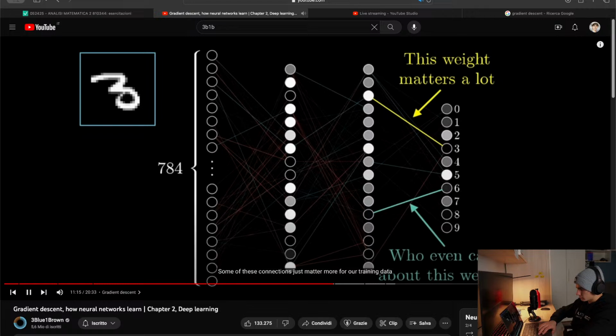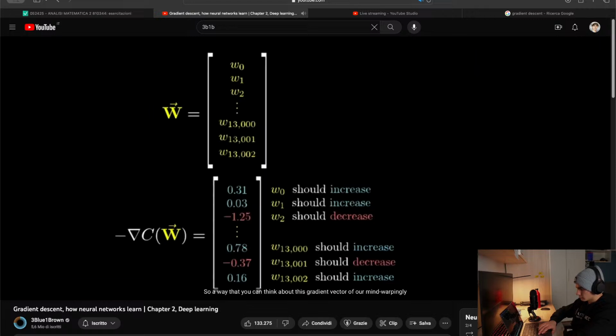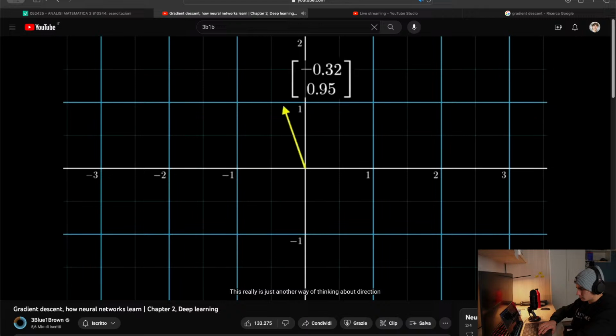Some of these connections just matter more for our training data. So a way that you can think about this gradient vector of our mind-warpingly massive cost function is that it encodes the relative importance of each weight and bias. That is, which of these changes is going to carry the most bang for your buck. This really is just another way of thinking about direction.